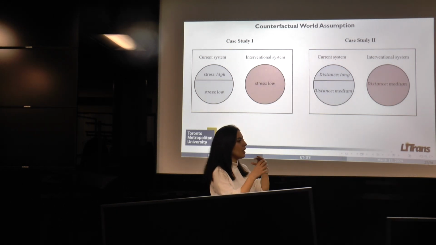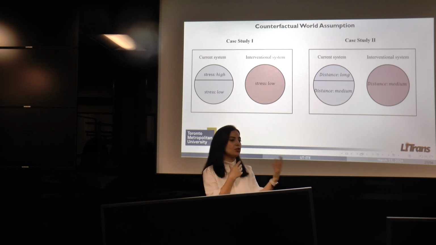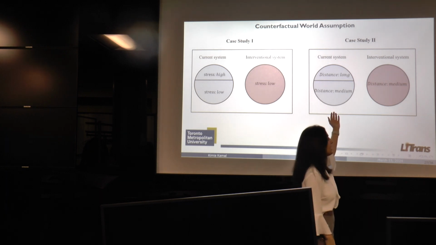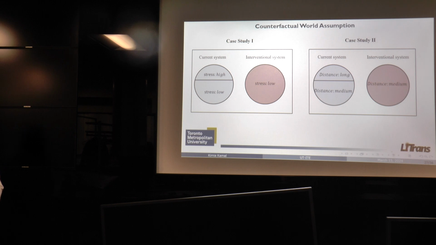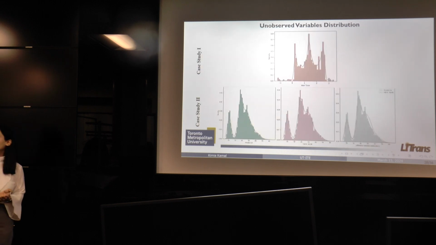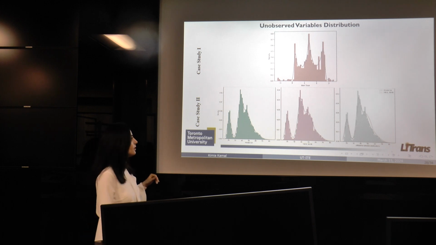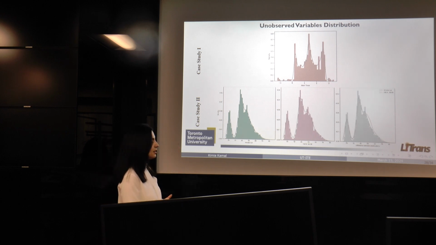if we provide recreational amenities like restaurants and shopping malls within 5 miles from their origin, meaning that we set the travel distance to the median. By using the abduction level, we found the noise distribution, and this figure shows the unobserved variable distribution.